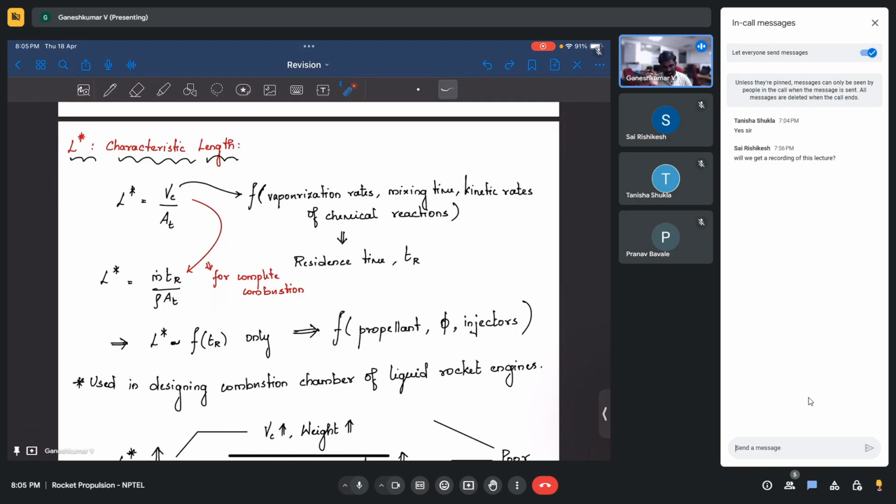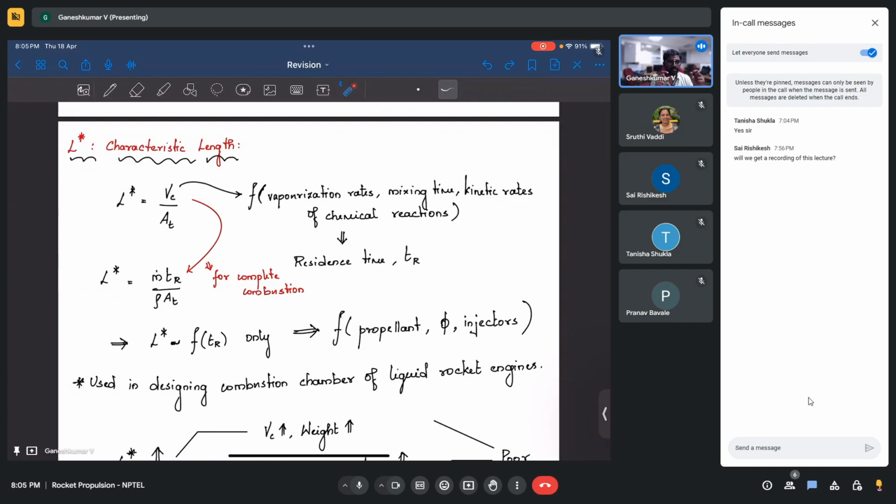So characteristic length is the chamber volume, for, let's say, we talk about liquid propellant. Okay, for liquid propellant it makes more sense: the chamber volume divided by the throat area. That is the characteristic length. The reason is the chamber volume is actually defined by, so what is going to define your chamber volume? How will you select a chamber volume, right? So that is the question.